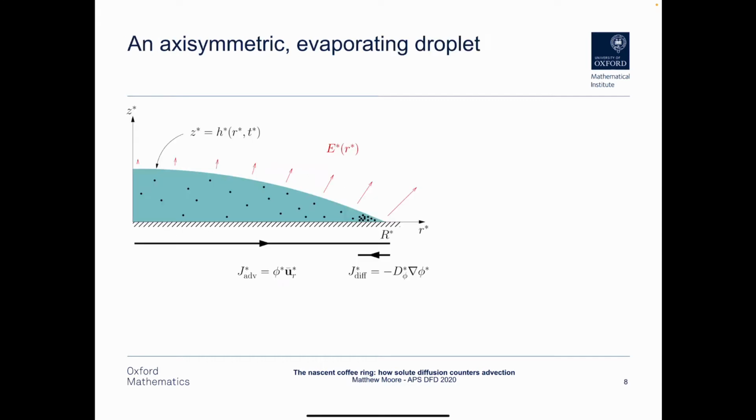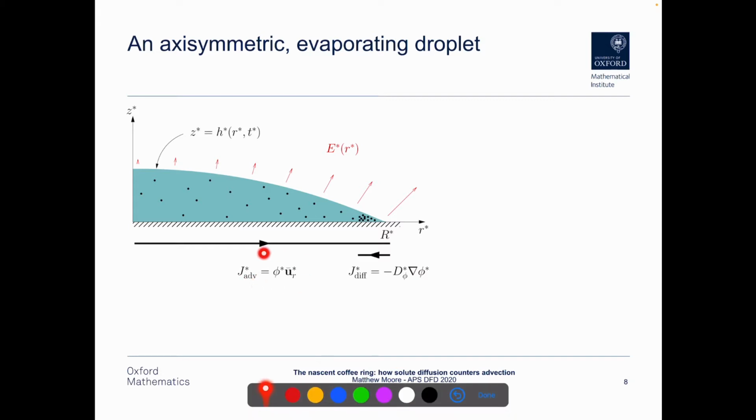So this is why we call it a nascent coffee ring in this problem. We're actually just still looking at the dilute problem. Anyway, this is a schematic of what we're going to look at, and it has these advective and diffusive fluxes. So this is what I was talking about. This is the flux that carries particles to the contact line, and eventually there's a countering diffusive flux here, which tries to push particles back away. And we're going to see what happens in our model.